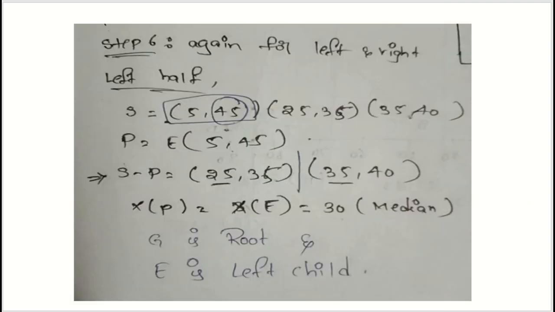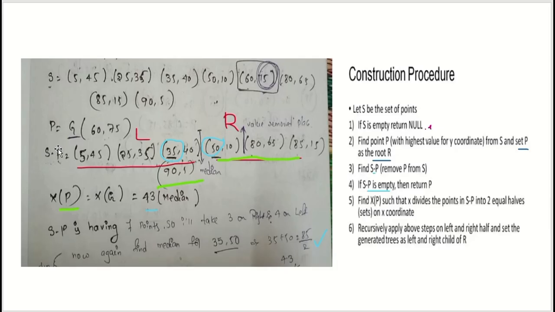So here I have taken that left half. In S place I have taken 5, 45, 25, 35 and the remaining one. Now again the second step is what I need to find: I need to find the p value.